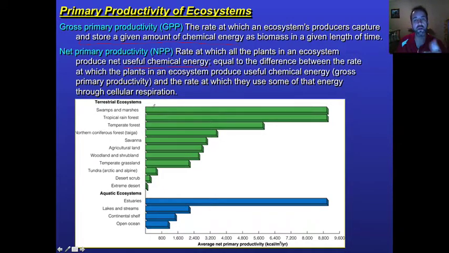So where is the most productive? Swamps and marshes, the most productive of the terrestrial ecosystems. Rainforest is just below it. But swamps and marshes, the most productive of your NPP. And if you were to get into a water realm, it would be estuaries. Estuaries and marshes and swamps, very good for us and our drinking water.